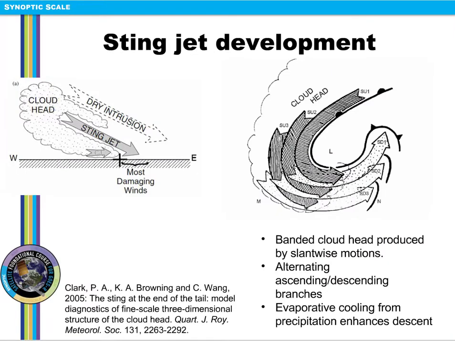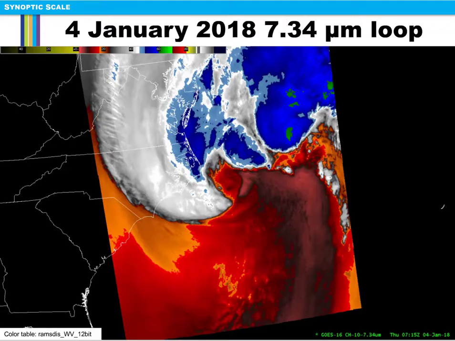The clouds we observe in the imagery develop just below the sting jet in a way depicted in this conceptual diagram on the left from Clark and others. Note that the strongest winds are ahead of the banded cloud head within the sting jet, which descends from mid-levels. The diagram on the right illustrates the banded cloud head produced by slantwise motions, consisting of alternating ascending and descending branches. Evaporative cooling from precipitation enhances descent.